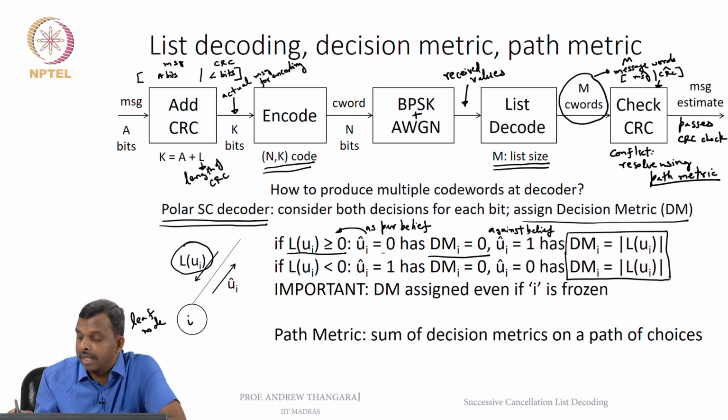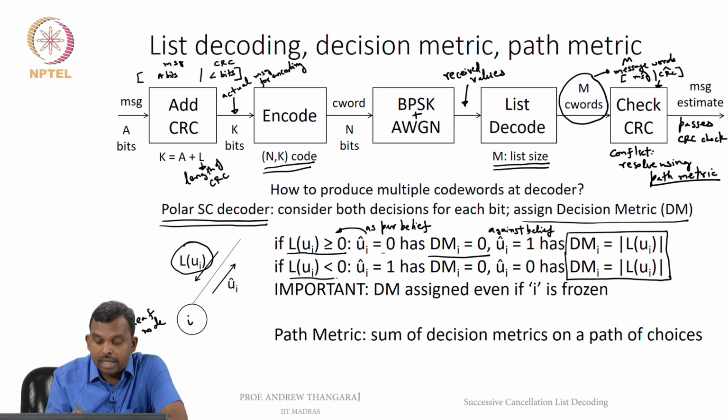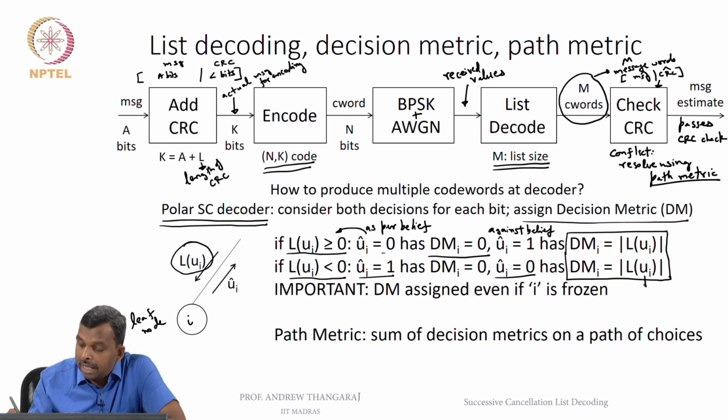Okay. So, these are the two cases where you put a penalty, or a decision metric, you add a decision metric to that decision if you went against belief. Same thing happens here. If L of ui is less than 0, this is as per belief, this is against belief. When it is as per belief, you put a decision metric of 0, you do not penalize yourself on that path, but on the path when you made an opposite decision, you penalize yourself. And what is the penalty? Penalty is the belief of the bit, absolute value.